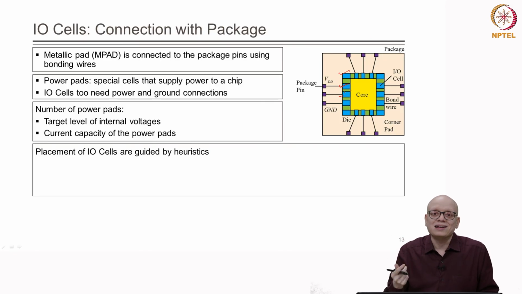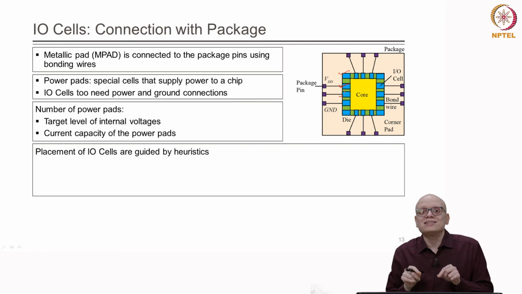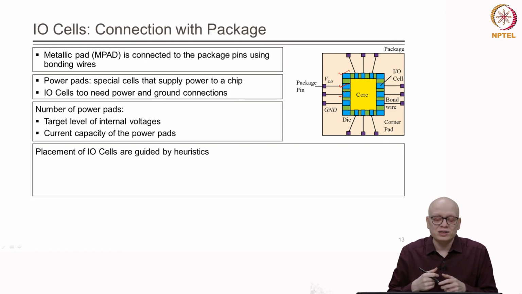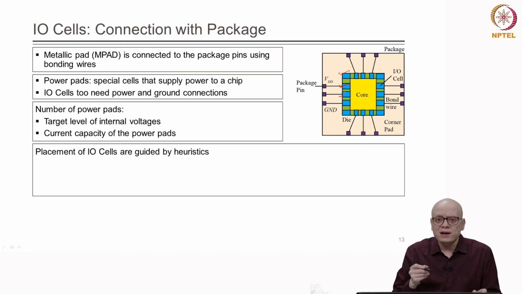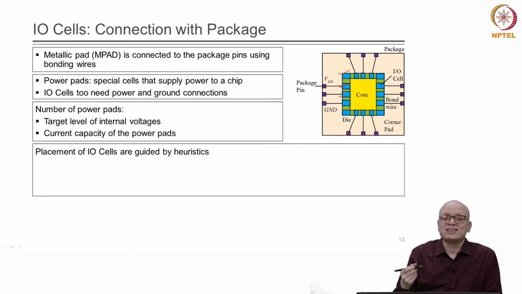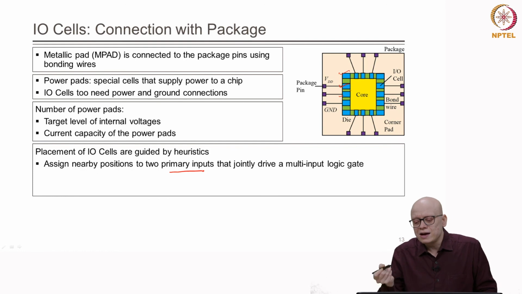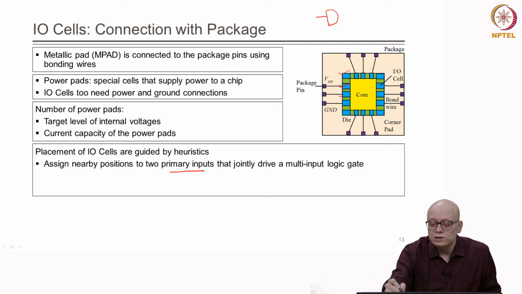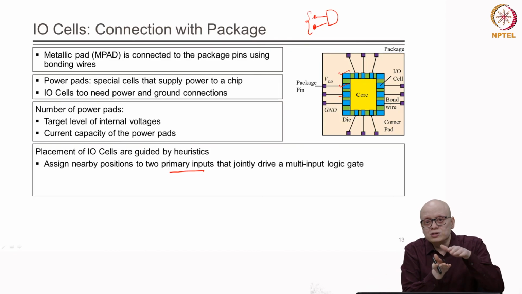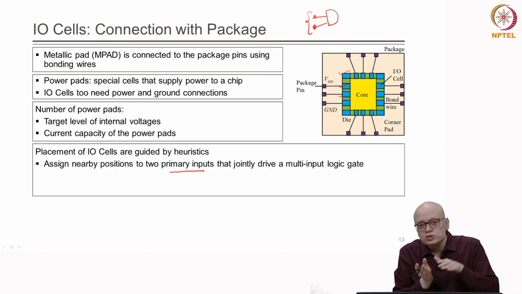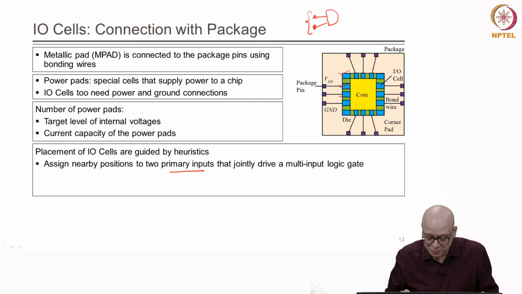But then the second task is where to place these IO cells on the layout. We need to decide that also. So, typically it is guided by some heuristics. Now, a few examples of heuristics can be like assign nearby positions to primary inputs that jointly drive a multi-input gate. For example, if two inputs are driven by the primary input, then probably these two primary inputs should be placed close together, or the IO cells corresponding to these inputs should be placed close together, a very simple heuristic.